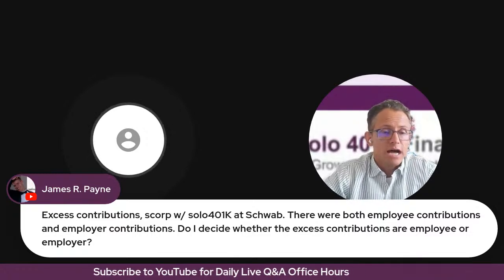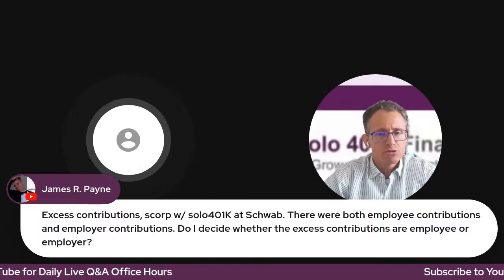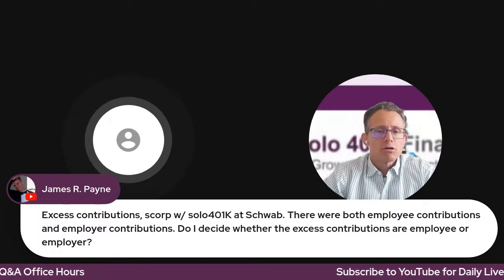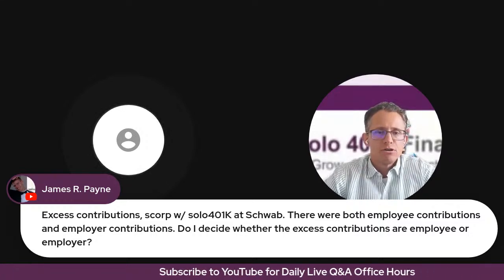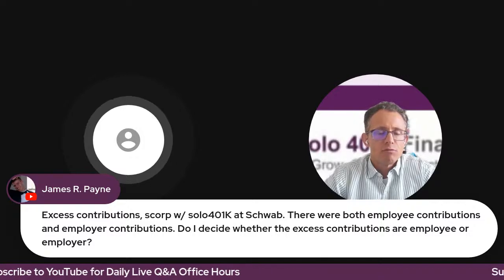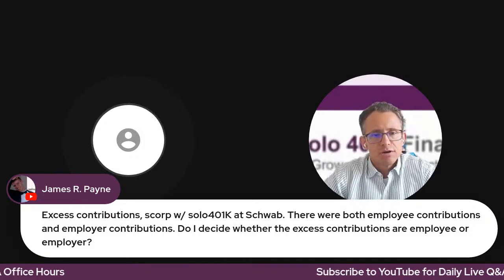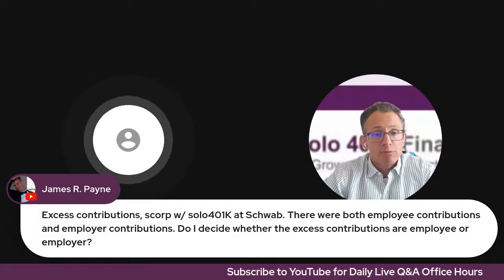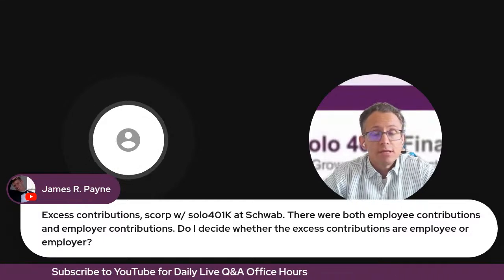Well, you're going to need to decide by first understanding that for 2024, the overall contribution limit is $69,000. So you need to decide which one you over contributed, or which one you want to treat the excess contribution from. So it would probably make more sense to do it from the employer side.